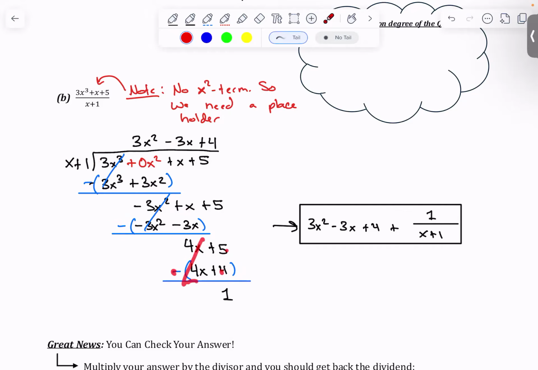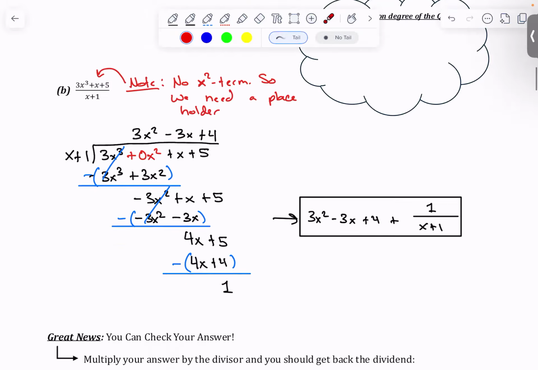5 minus 4 is positive 1, leaving us with a remainder of 1 because x no longer goes nicely into 1. There's no way to multiply 1 by anything, or divide 1 by x, to get anything that's nice. So our quotient is up top, 3x squared minus 3x plus 4, plus our remainder divided by a divisor, so that's 1 over x plus 1.